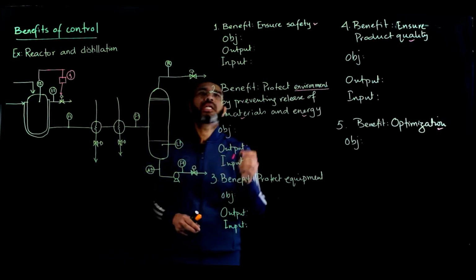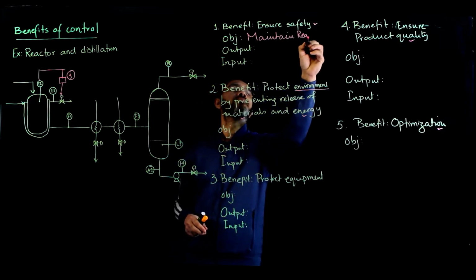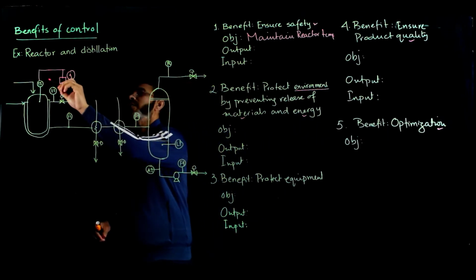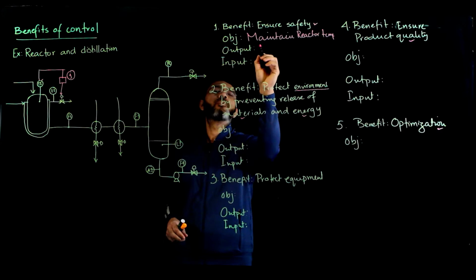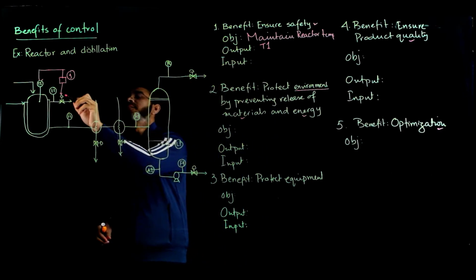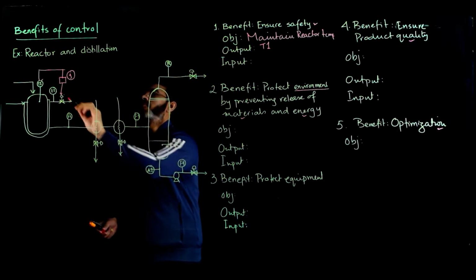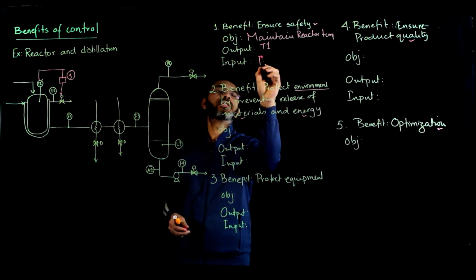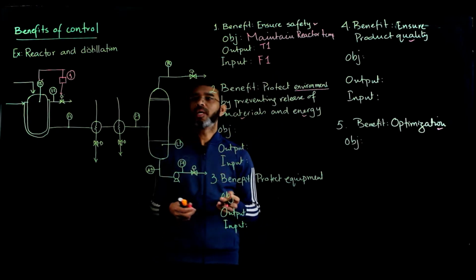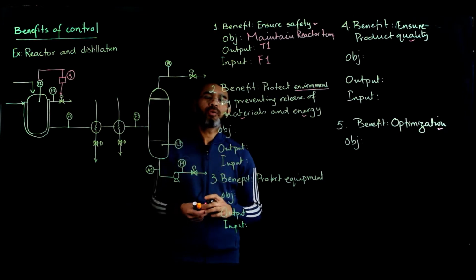Okay. So the objective is to maintain reactor temperature. So reactor temperature is the output. If we denote it by T1, the output is T1, and it's manipulated by the coolant flow rate. If it's denoted by F1, the input is F1. So that's the first benefit, in the context of this control problem, how to ensure safety.